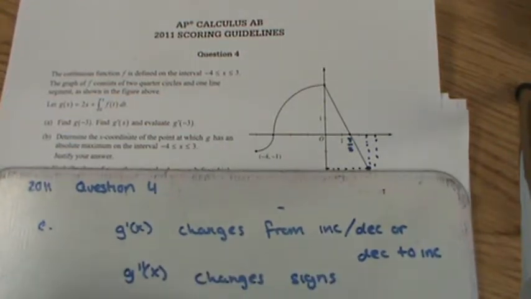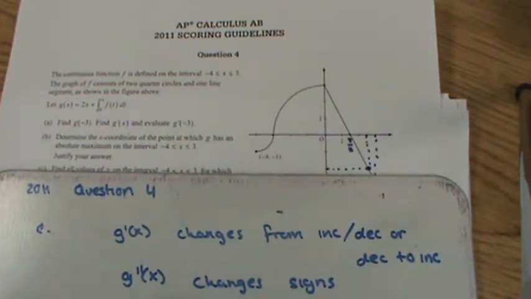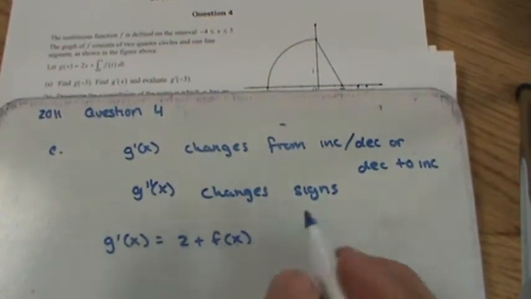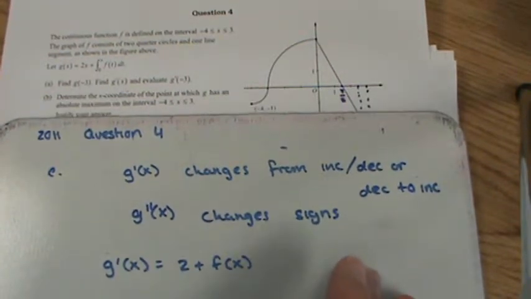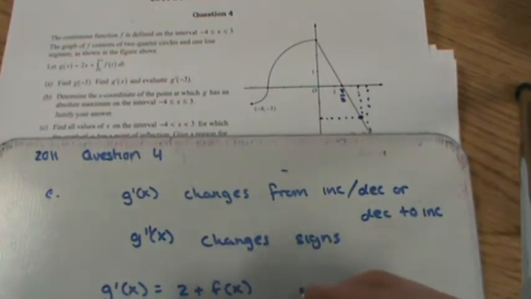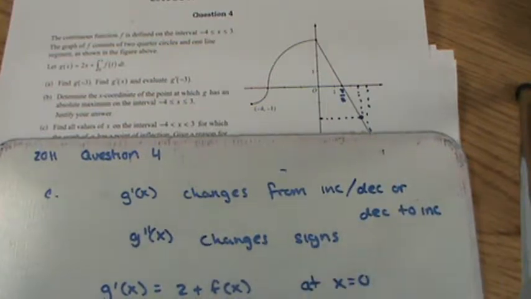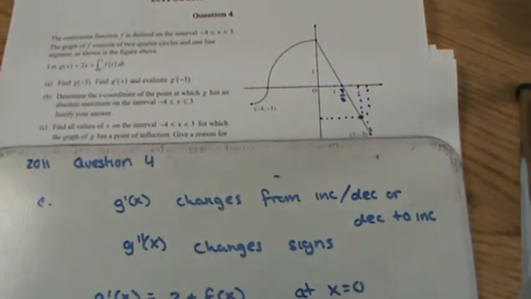So we already said what g prime was. G prime was 2 plus f of x. With that 2 in there, I'd be leery about trying to figure out the increasing and decreasing of that, but really the plus 2 is just going to shift that whole graph up 2 units. And if it's going to shift it up, it's not going to change the increasing and decreasing values. So we can see that this is going to change from increasing to decreasing only once, and that's going to be at x equals 0. There isn't any other spot where that changes from increasing to decreasing or from decreasing to increasing.